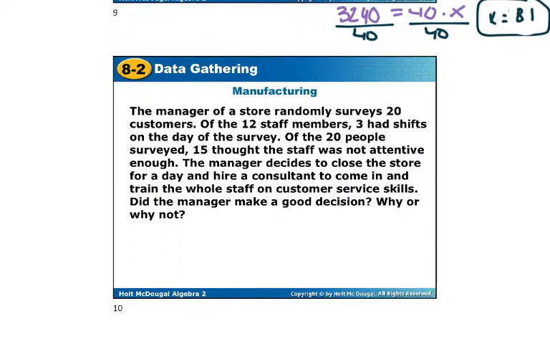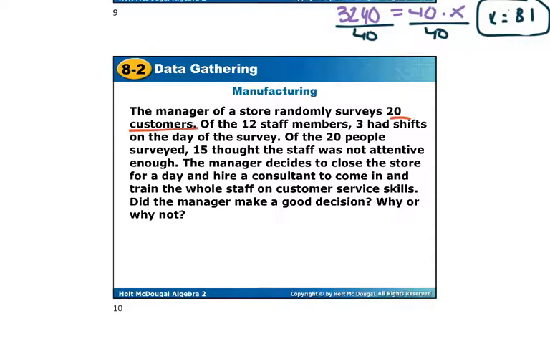And then the last one: the manager of a store randomly surveys 20 customers. Of the 12 staff members, 3 had shifts on the day of the survey. Of the 20 people surveyed, 15 thought the staff were not attentive enough, and the manager decides to close the store for a day and hire a consultant to come in and train the whole staff on customer service skills. Why did the manager make a good decision? Oh, did it? Let's see.